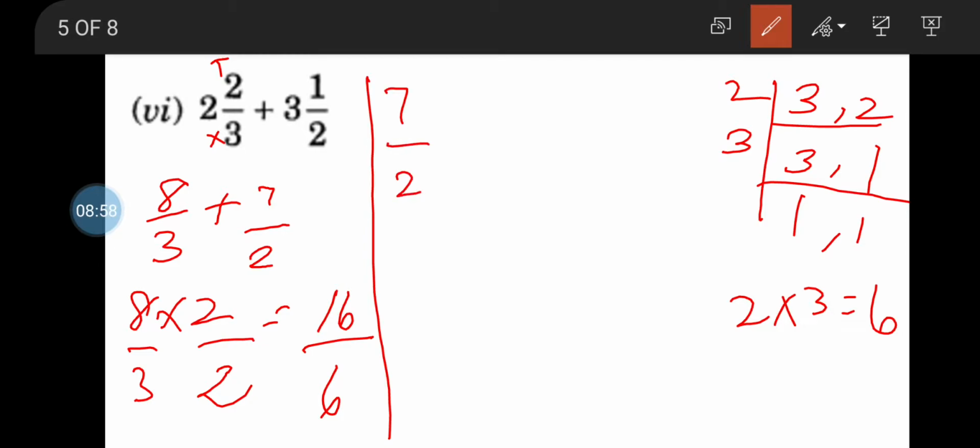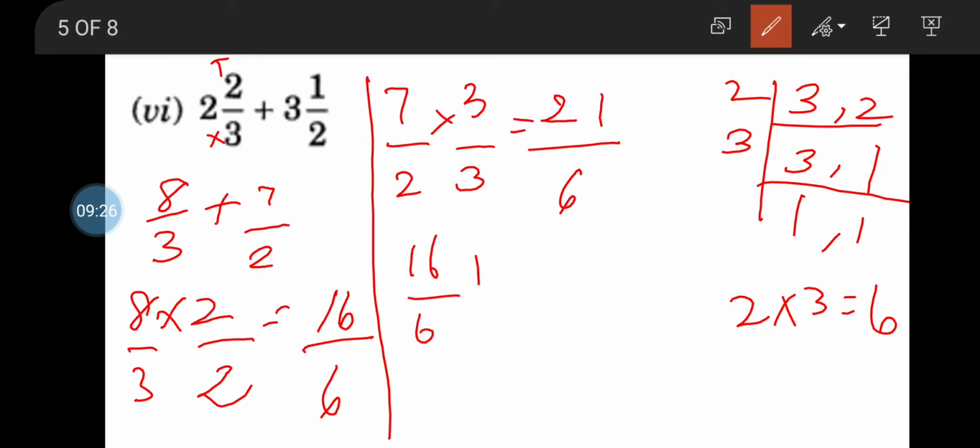So 2, what should be multiplied to get 6? It is 3. So multiply and divide by 3. So 7 3s are 21, and 2 3s are 6. It is 21 by 6. Okay, now these two fractions can be added. That is 16 by 6 and 21 by 6. Okay, so 16 by 6 plus 21 by 6 equals.